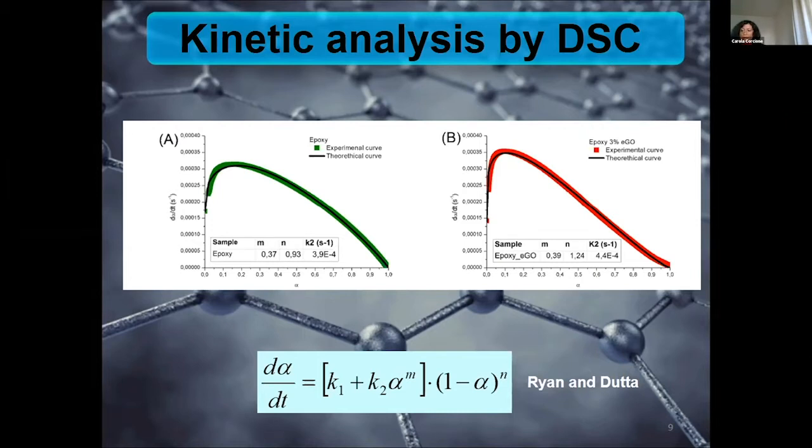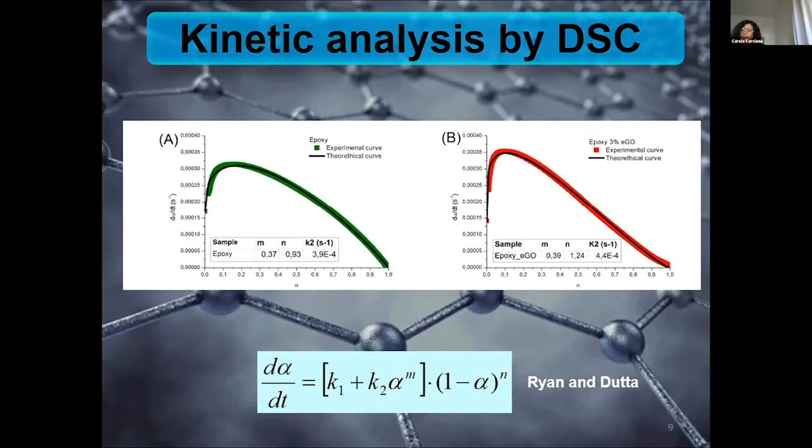K1 can be obtained from the experimental DSC data, and it is a very, very low value that increases when GO is added. On the other hand, you can see that the parameter M in this equation is representative of the increase of the rate of reaction at the beginning of the reaction, so low values of alpha before the peak. The parameter N in the same equation is dominant on the final part of the reaction, so in this case, high values of alpha.